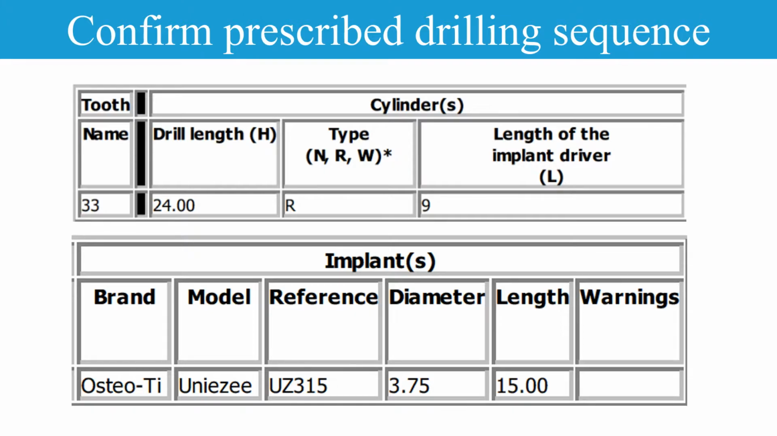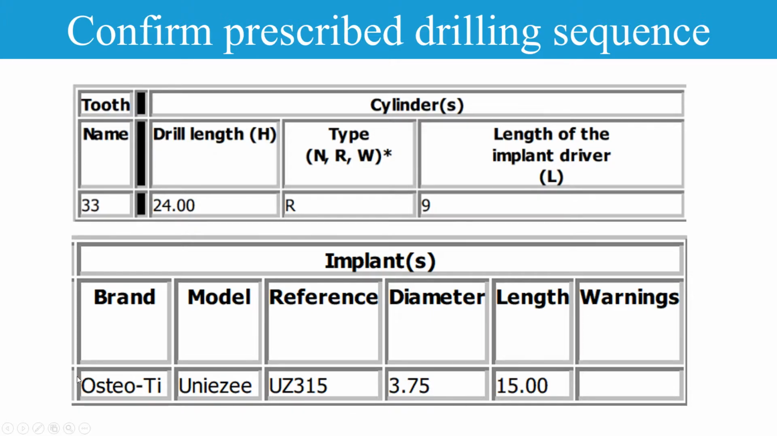Now, this is our drilling chart, and on the top side here, on the top chart, you'll see the tooth notation, the FDI tooth notation, which is 33, which is the lower left canine. You have the drill length, which is 24 millimeters, so you're going to be using the range 24, and we're going to be using the R-type spoon, which is regular.